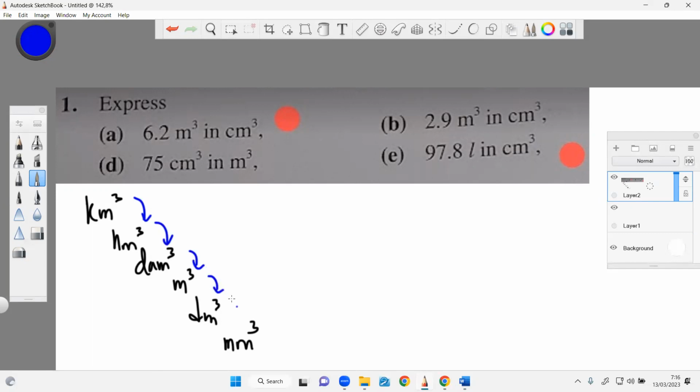Oh, I forgot, sorry. Thanks. I forgot cm, mm. So everything is cubed. Thanks for the reminder.